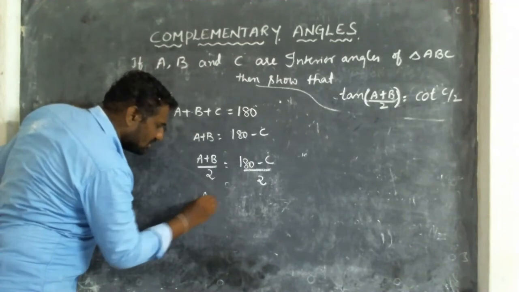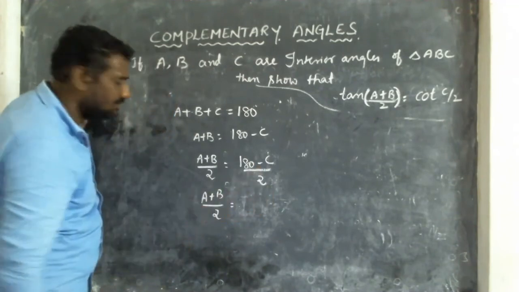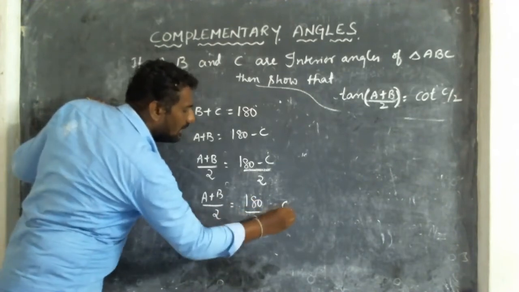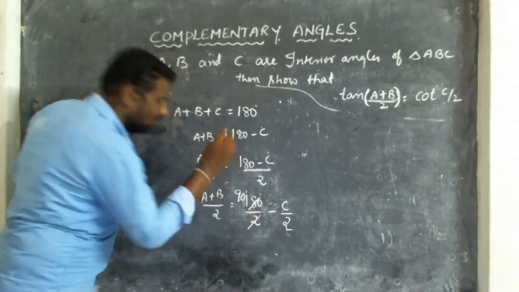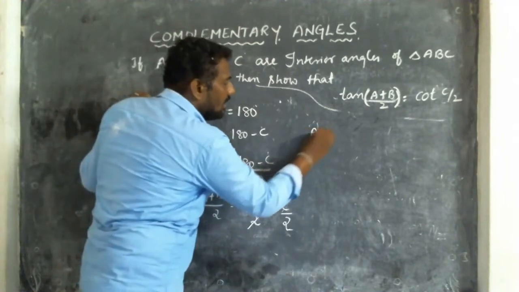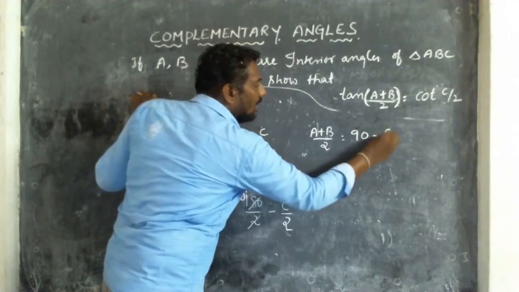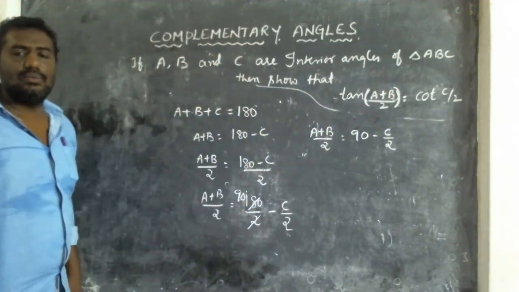Left side as it is, you write without disturbing. Right side you split it and write. We can write it as 180 by 2 minus C by 2. 2 ones are 2, 2 nines are 90. So we can write A plus B by 2 equal to 90 minus C by 2.